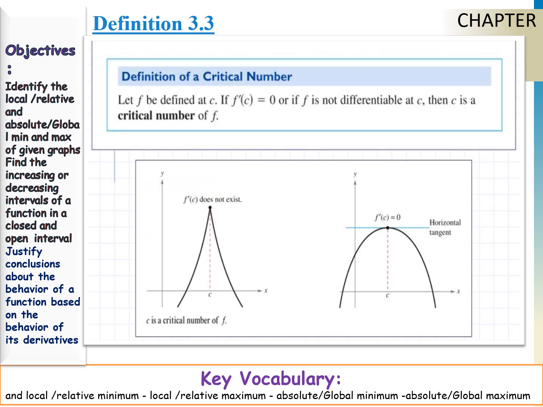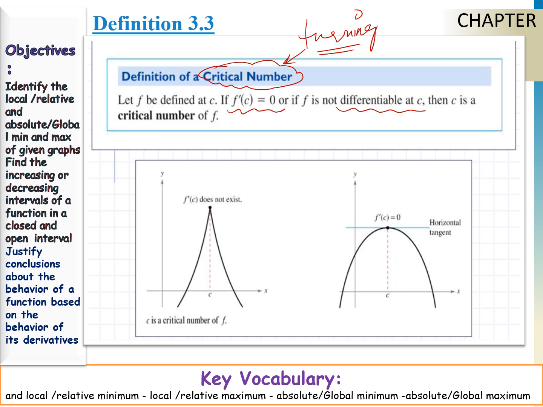Now there is another terminology, critical number. What is a critical number? Remember that the critical numbers can be found only at the turning points. Okay, and what do they say? Critical points are the points where the slope of the tangent line is either equal to 0 or it is undefined, or not differentiable.